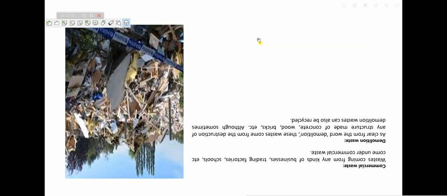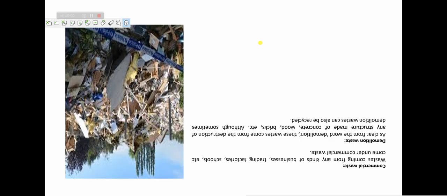Now commercial waste and demolition waste. So what is commercial waste? The waste which comes from kinds of businesses, trading, factories, schools, etc., comes under the commercial waste. So the waste coming from schools can be anything, right? And from business, and also from factories. From the factories there will be chemicals, and these will also come in the commercial waste.